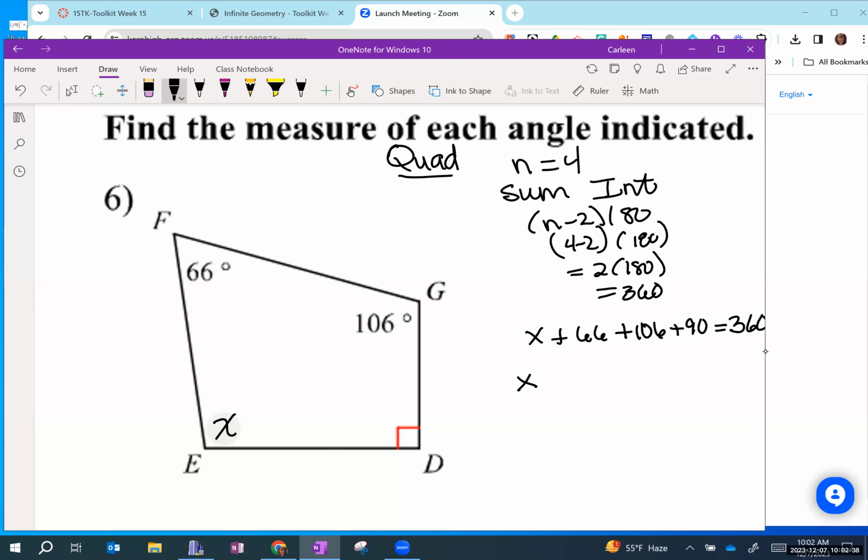Okay, add the like terms. X plus 262 is equal to 360. Minus 262. X is equal to 98, which looks right. It's just a little bigger than a 90-degree angle. But looks can be deceiving, but yeah, it looks right.